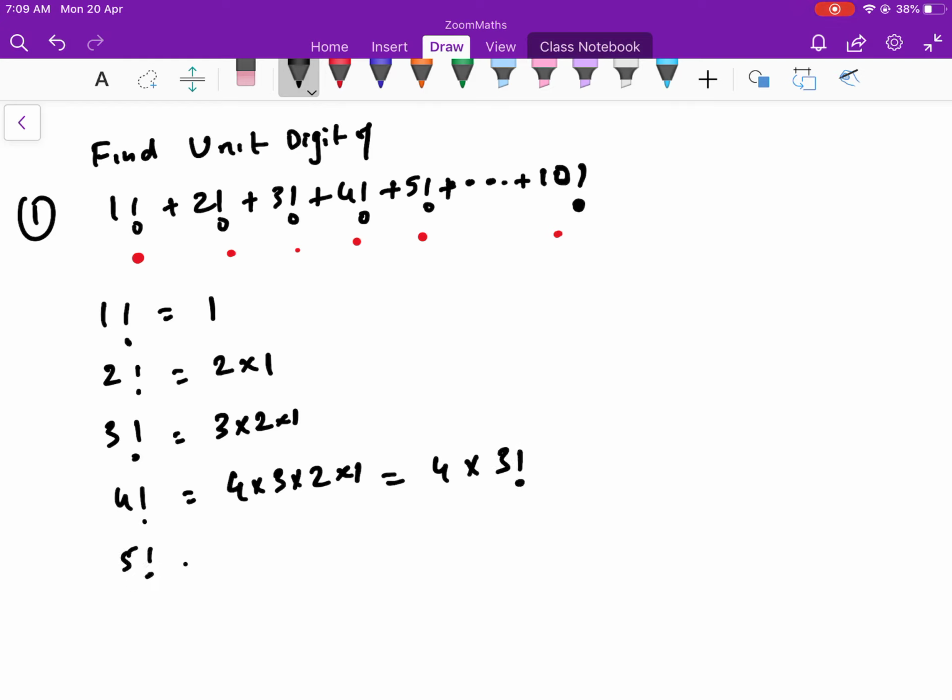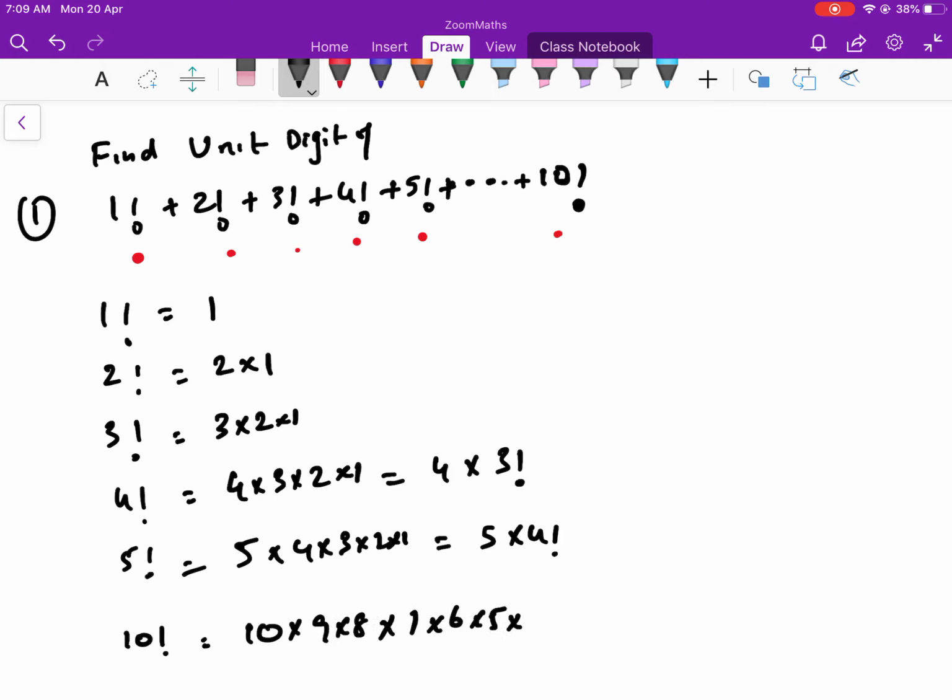Then 5 factorial is nothing but 5 into 4 into 3 into 2 into 1, which will be like 5 into 4 factorial, so on and so forth. So 10 factorial will have 10 into 9 into 8 into 7 into 6 into 5 into 4 into 3 into 2 into 1. So you see this itself is such a big number, right? 10 factorial plus 9 factorial plus 8 factorial up to 1 factorial, that's going to be a huge number. So how do you find the unit digit of such numbers?